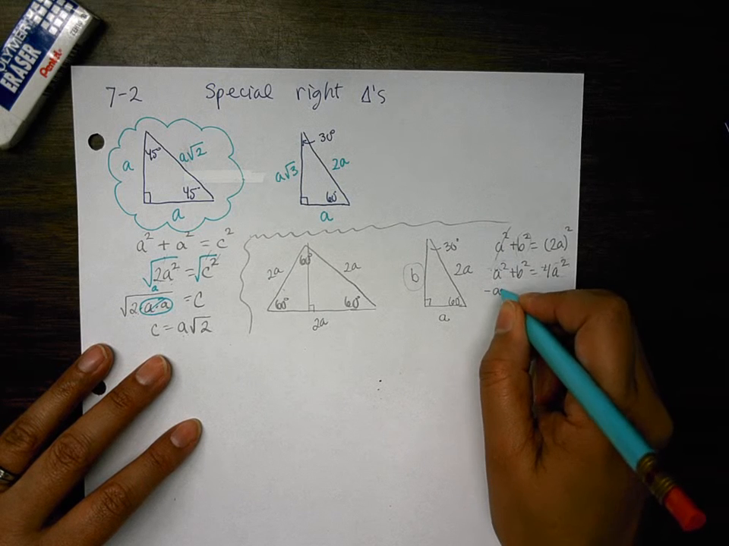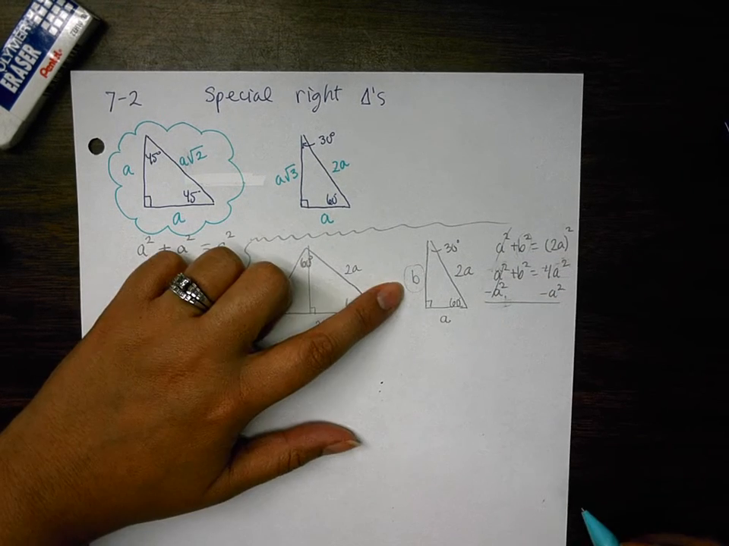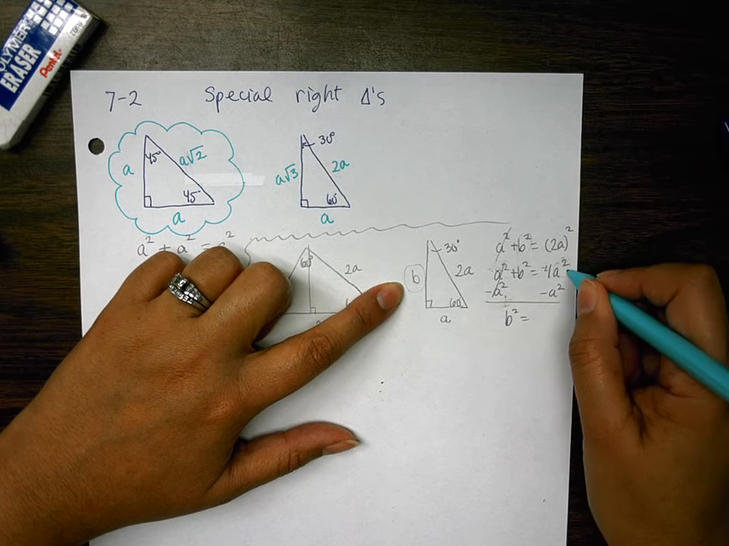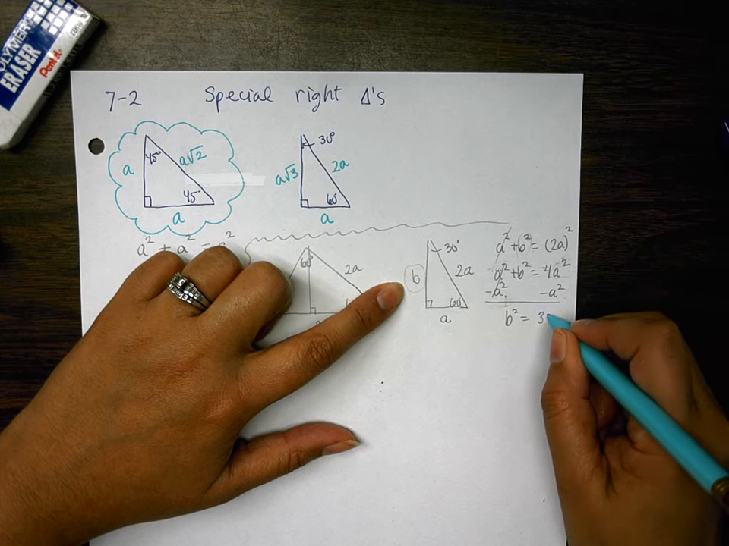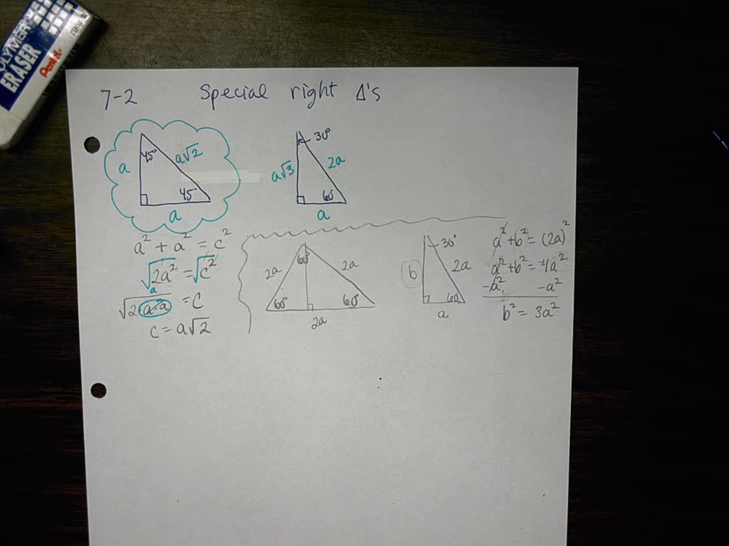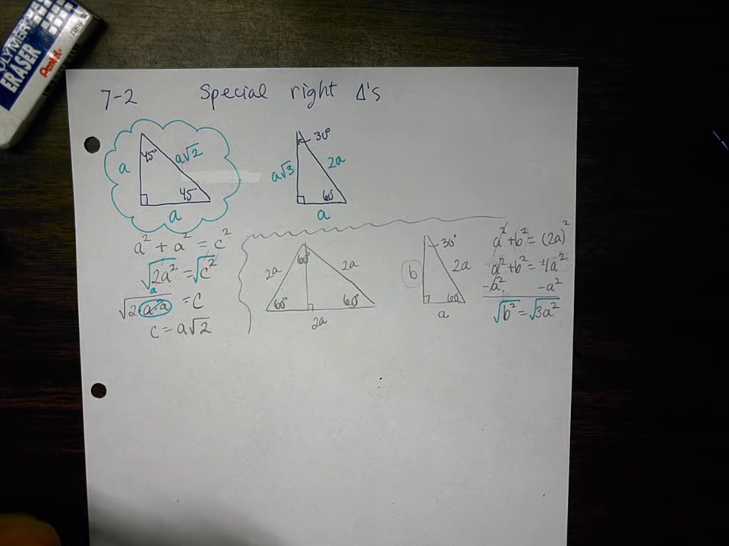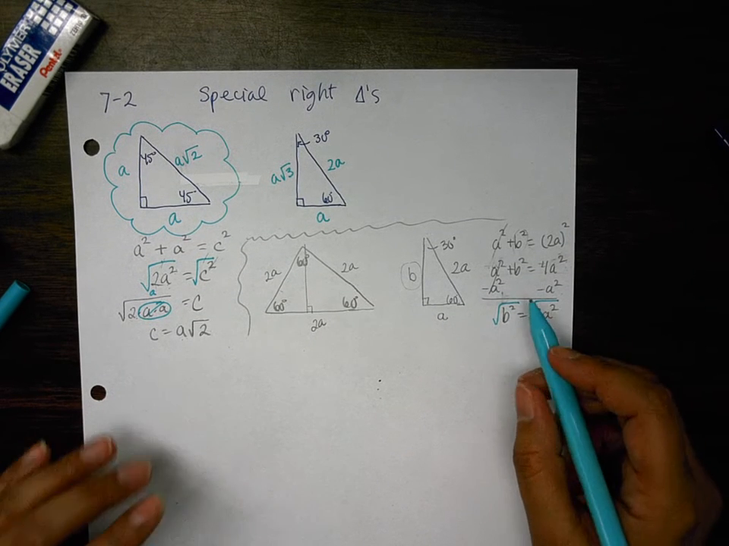Why am I subtracting A squared? Because I'm trying to figure out what B is. B squared equals, what's 4A squared take away 1A squared? 3A squared. I'm trying to get B by itself, so what do I do to both sides? I don't divide, I radical, I take the square root. What happens with this, guys? What happens with the square root and the squared?